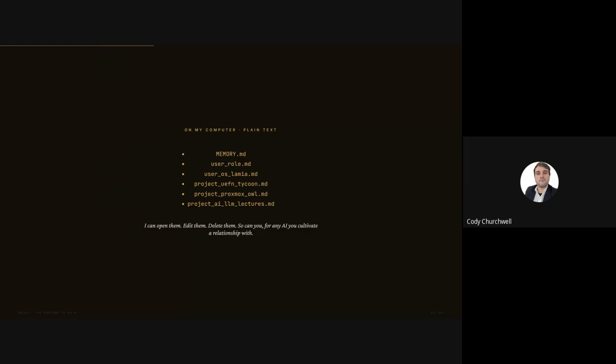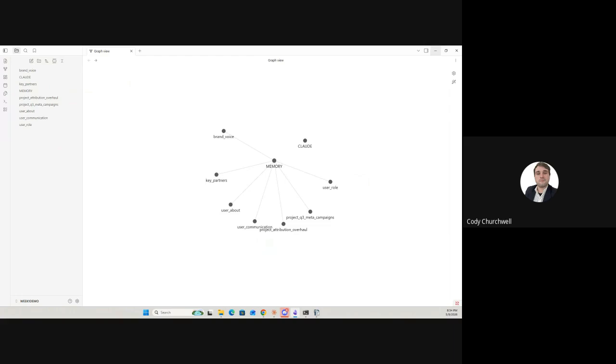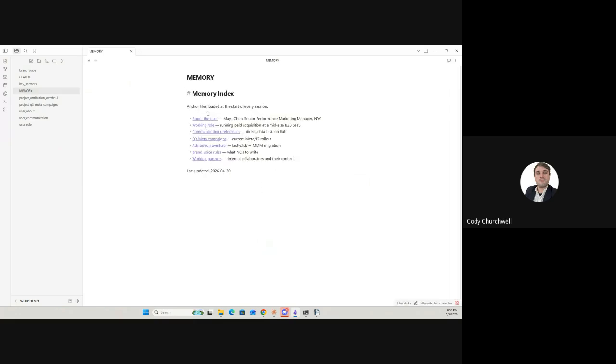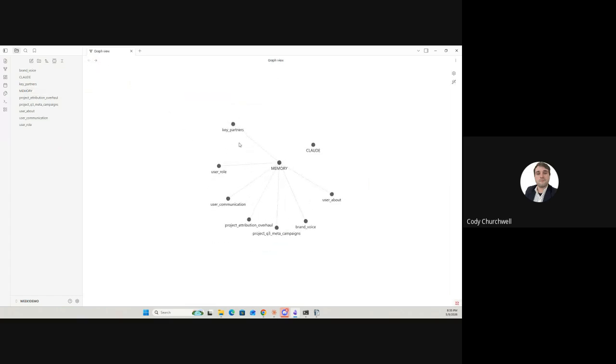Okay, so let me show you how these files actually exist and how they're laid out. I have a project demo set up. And as you can see, these files exist as .mds directly on my computer. By going into the memory file, we can see that anchored files are loaded at the start. By anchored, it just means it's hypertext and then linked back, which is also why you see this connection here. So every file here links back to memory, while Claude is separate.